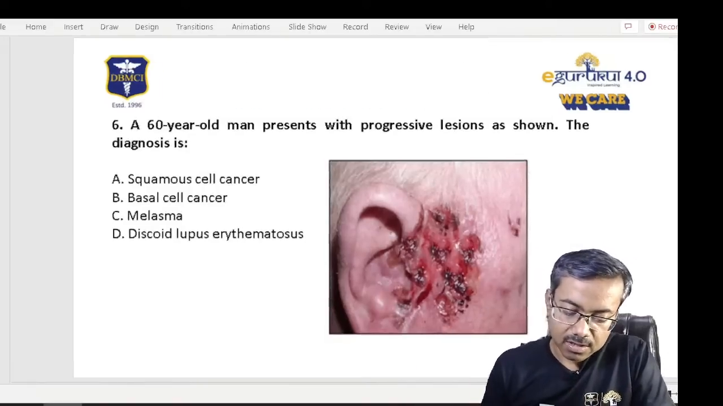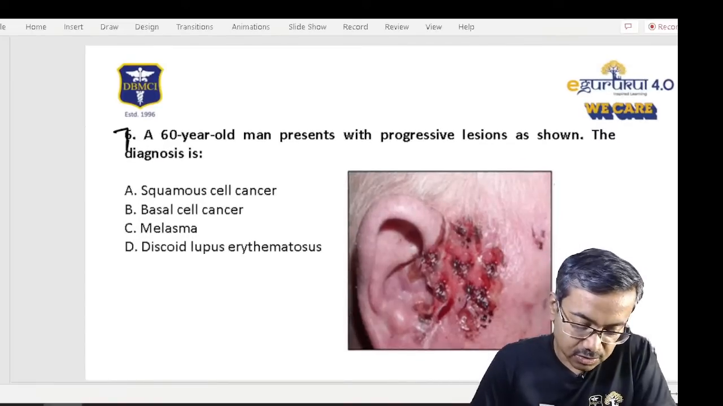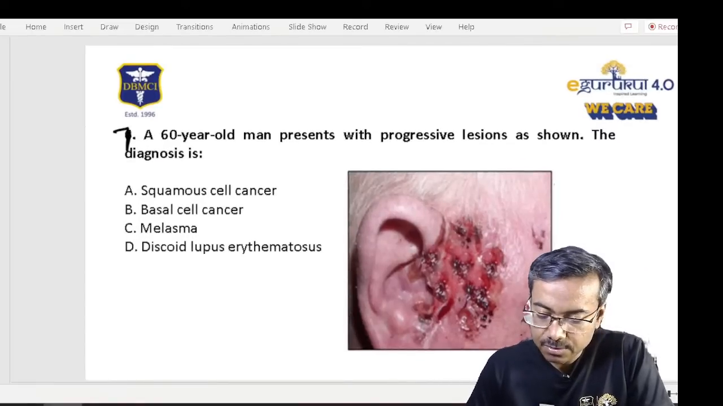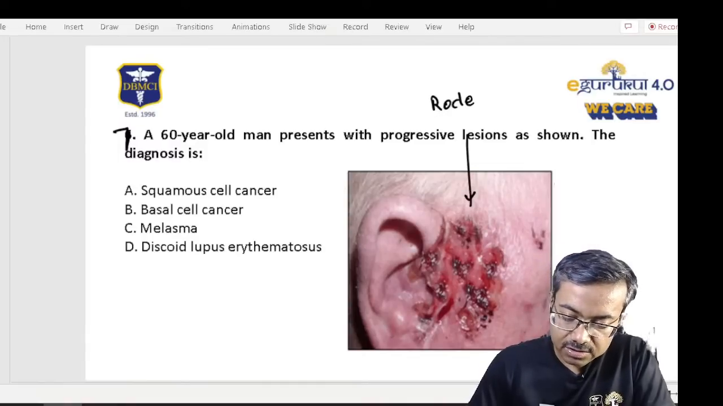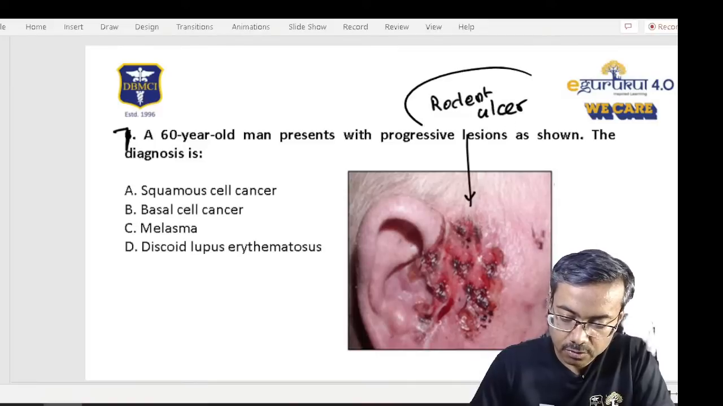Okay, now 7th question. A 60-year-old man presents with progressive lesions as shown, what is the diagnosis? This is a very typical rodent ulcer question, not a difficult question for any of you to answer.